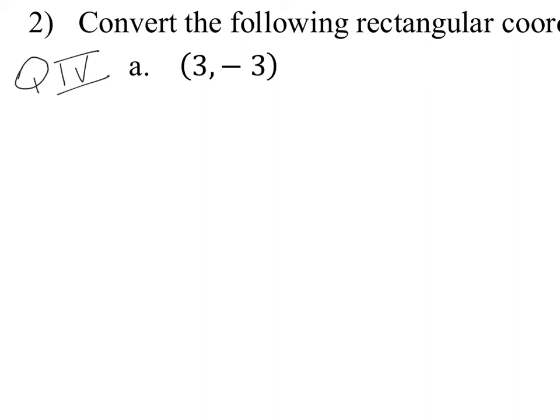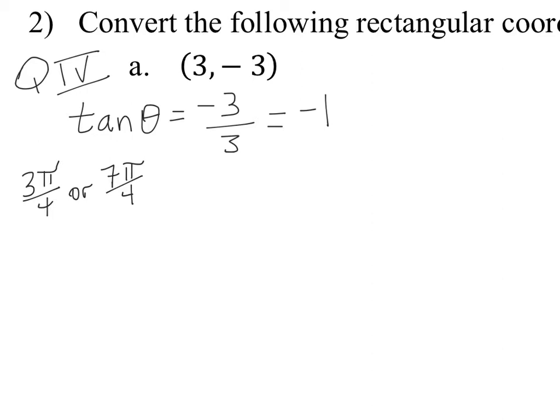So the first thing we're going to do is use tangent of theta equals y over x. So I'm going to put negative 3 over 3, or tangent of theta equals negative 1. I look at my unit circle and see, where does tangent of theta equal negative 1? That's going to be at either 3 pi over 4 or 7 pi over 4. Since my point is in quadrant 4, I'm going to select the angle that's in quadrant 4, which is 7 pi over 4.